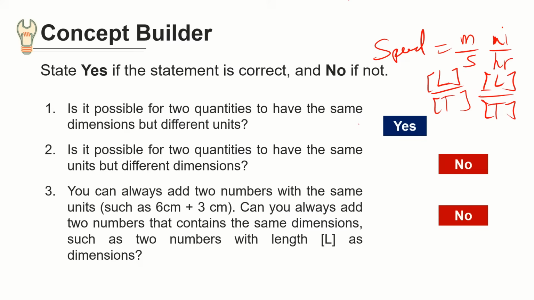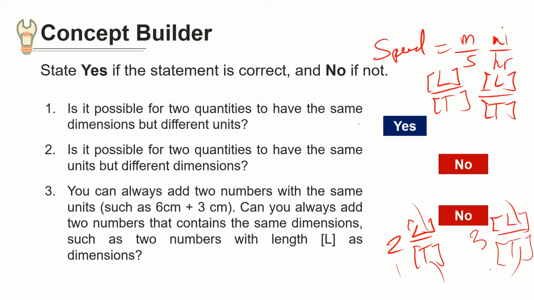So katulad dito sa example natin sa speed. For example, gusto natin i-add yung dalawang speed. So speed plus speed. So dito, yung speed natin is ginawa natin na 2 length over time. Yan yung dimension. And then meron pa tayong another 3 and then length over time din yung dimension niya. So can we add these two? Of course, hindi natin pwedeng ma-add kasi hindi naman natin alam kung magkapareho yung unit na nagdi-describe sa kanila.